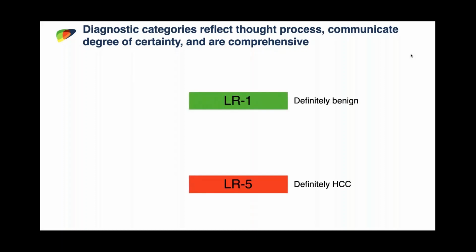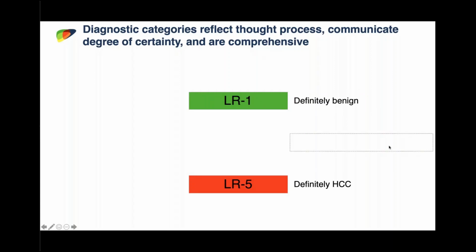Now, ideally, a radiologist would be able to look at every single lesion in the liver and determine with 100% certainty that the lesion is definitely benign, and we'd call that a LI-RADS 1, or definitely an HCC, and we call that a LI-RADS 5. But in the year 2020, we do not have that ability. There's not a single radiologist on the planet Earth that can look at every lesion in the cirrhotic liver and say with 100% certainty it's benign or HCC.